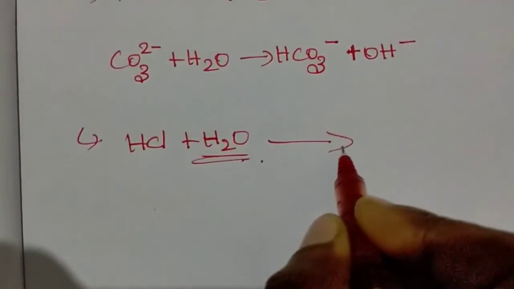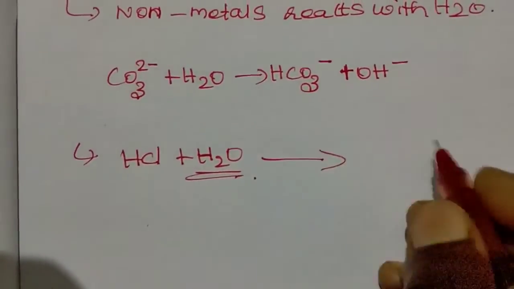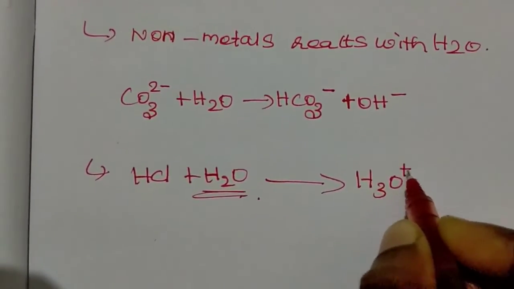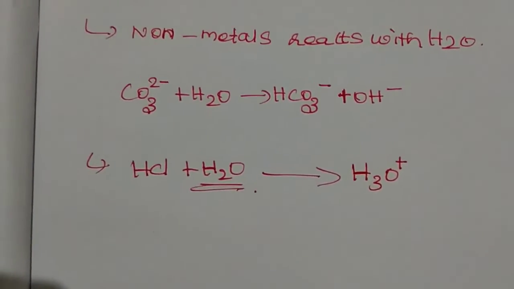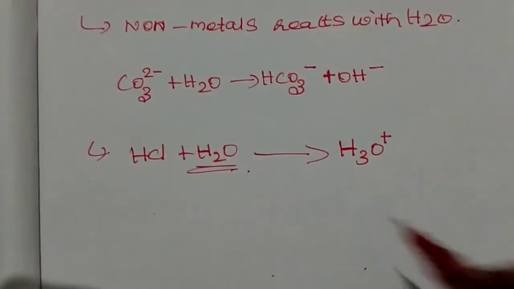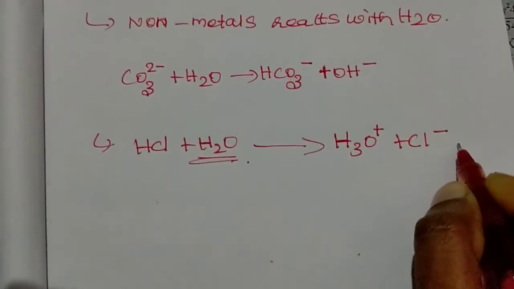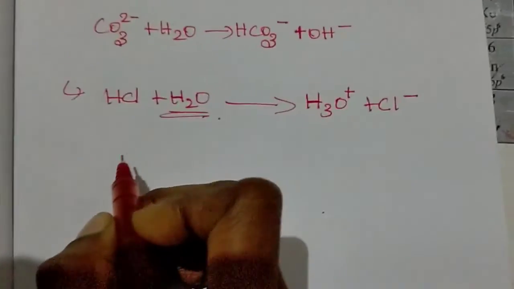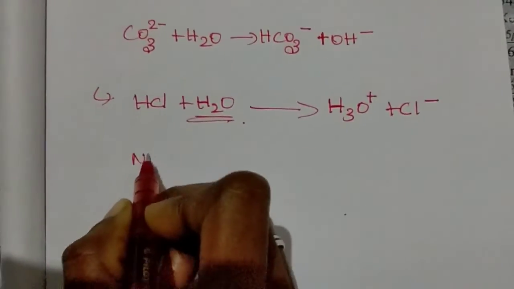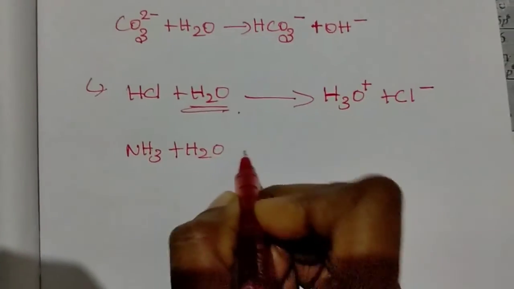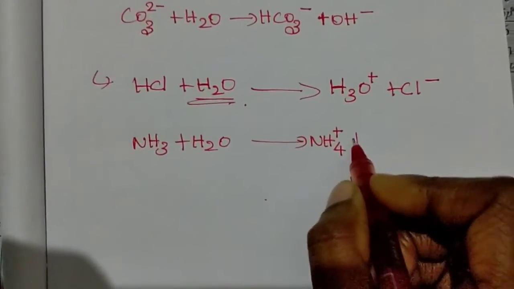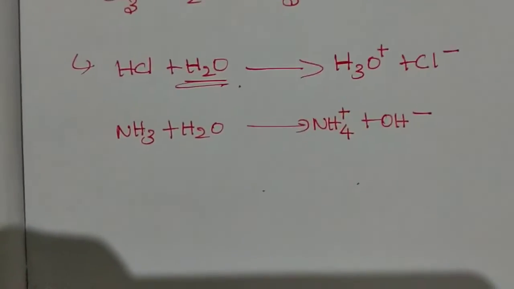So first, it can accept protons. How does it accept protons? Hydrochloric acid combined with water forms H3O plus, the acceptance of a proton, and Cl minus, chloride. And the next reaction, for donating protons, is the reaction between ammonia and water. Ammonia reacts with water, forms the ammonium ion, and produces OH minus. So it donates the proton.